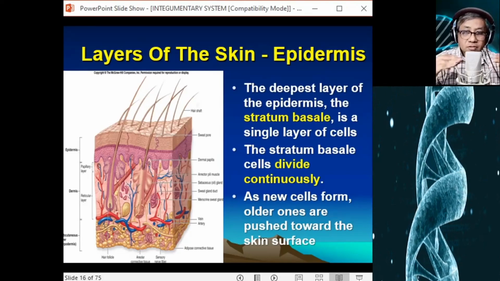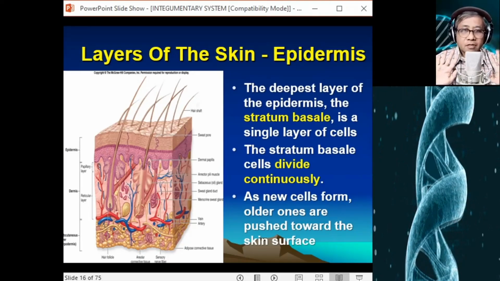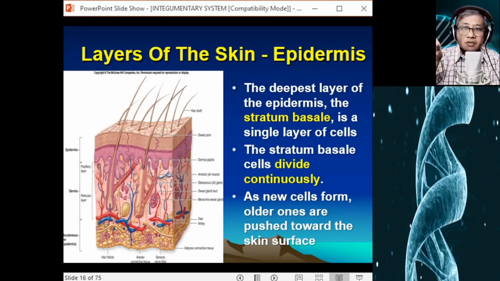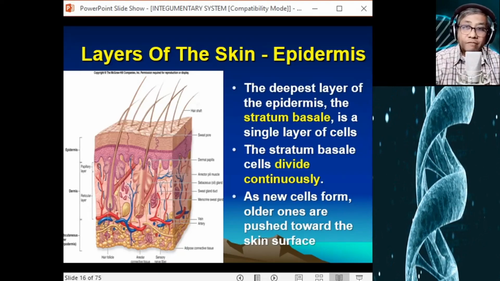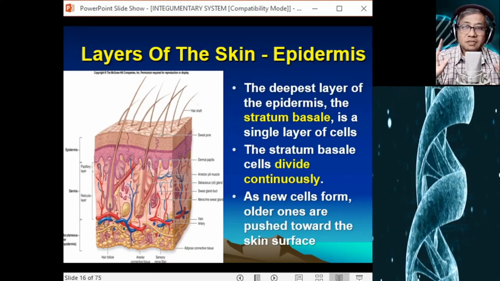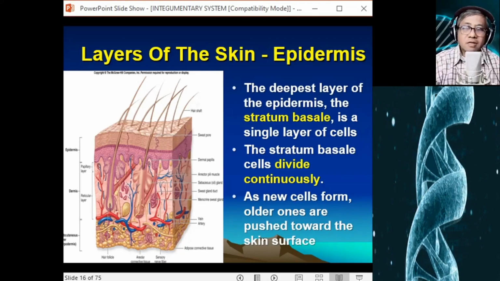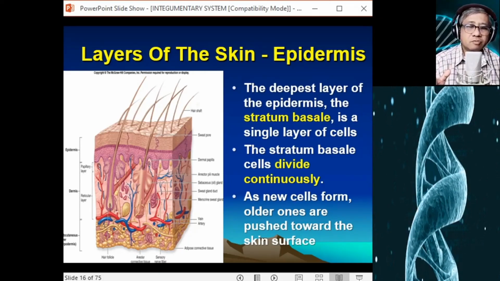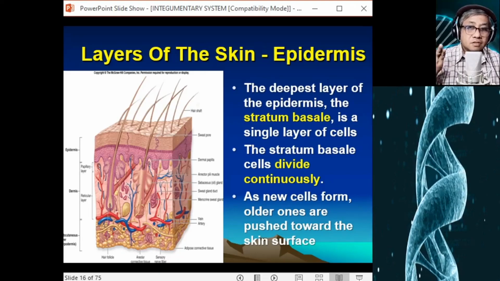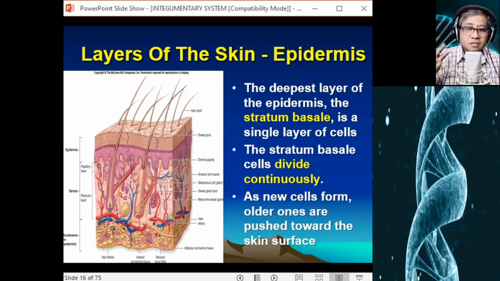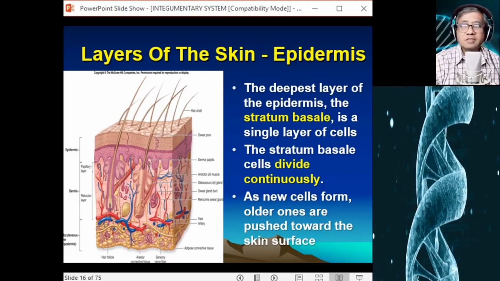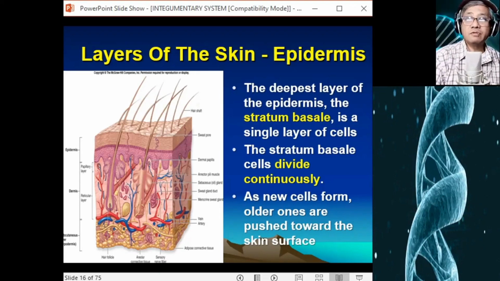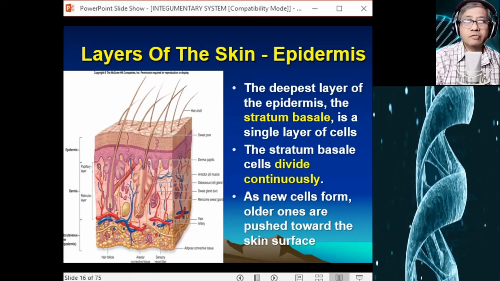As new cells below are formed, the older cells above it are being pushed upwards. Alright, so I hope you can visualize what I'm saying, that as these cells begin to divide, the cells of the stratum basale or the stratum germinativum, the older cells above it, are being pushed upwards. Okay, and what happens now to these older cells as they are pushed upwards?